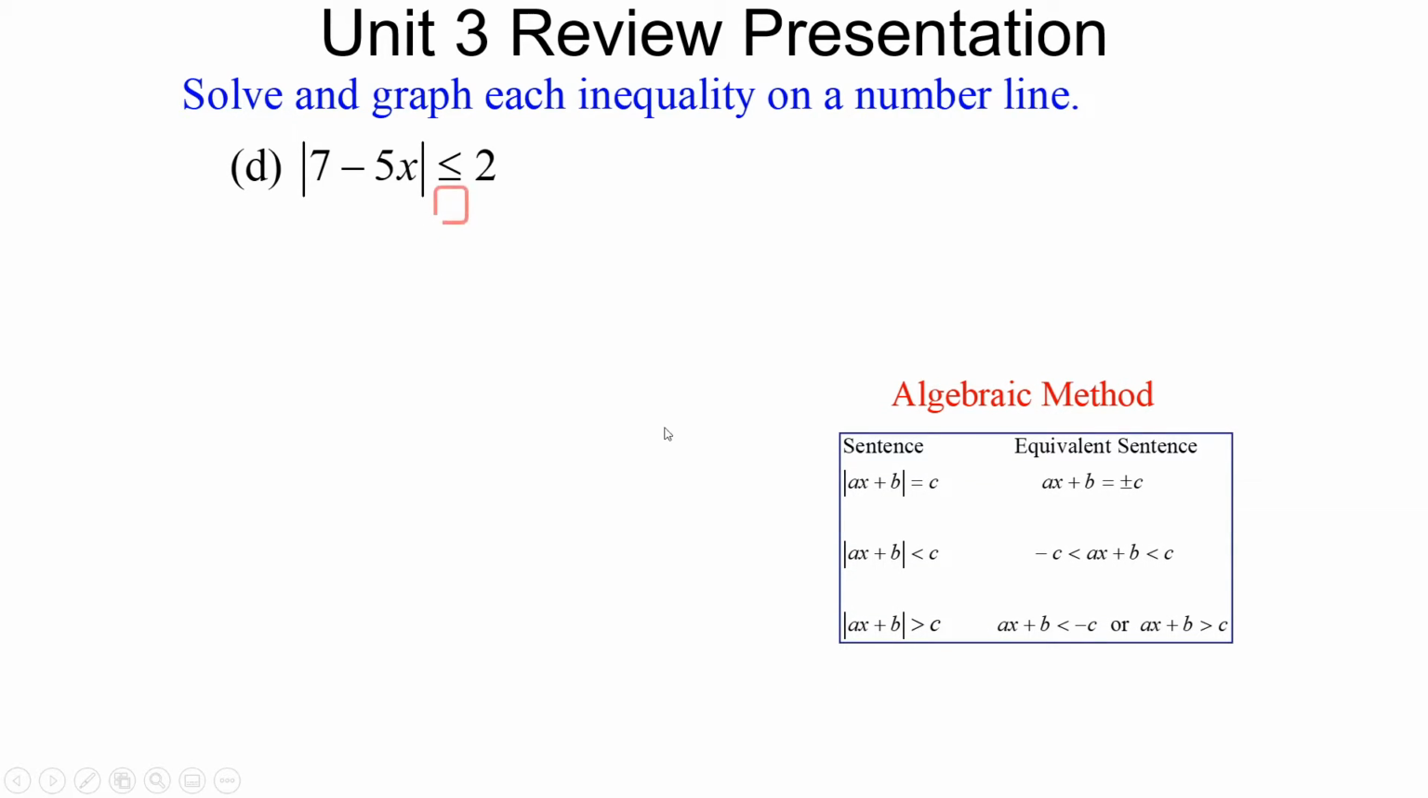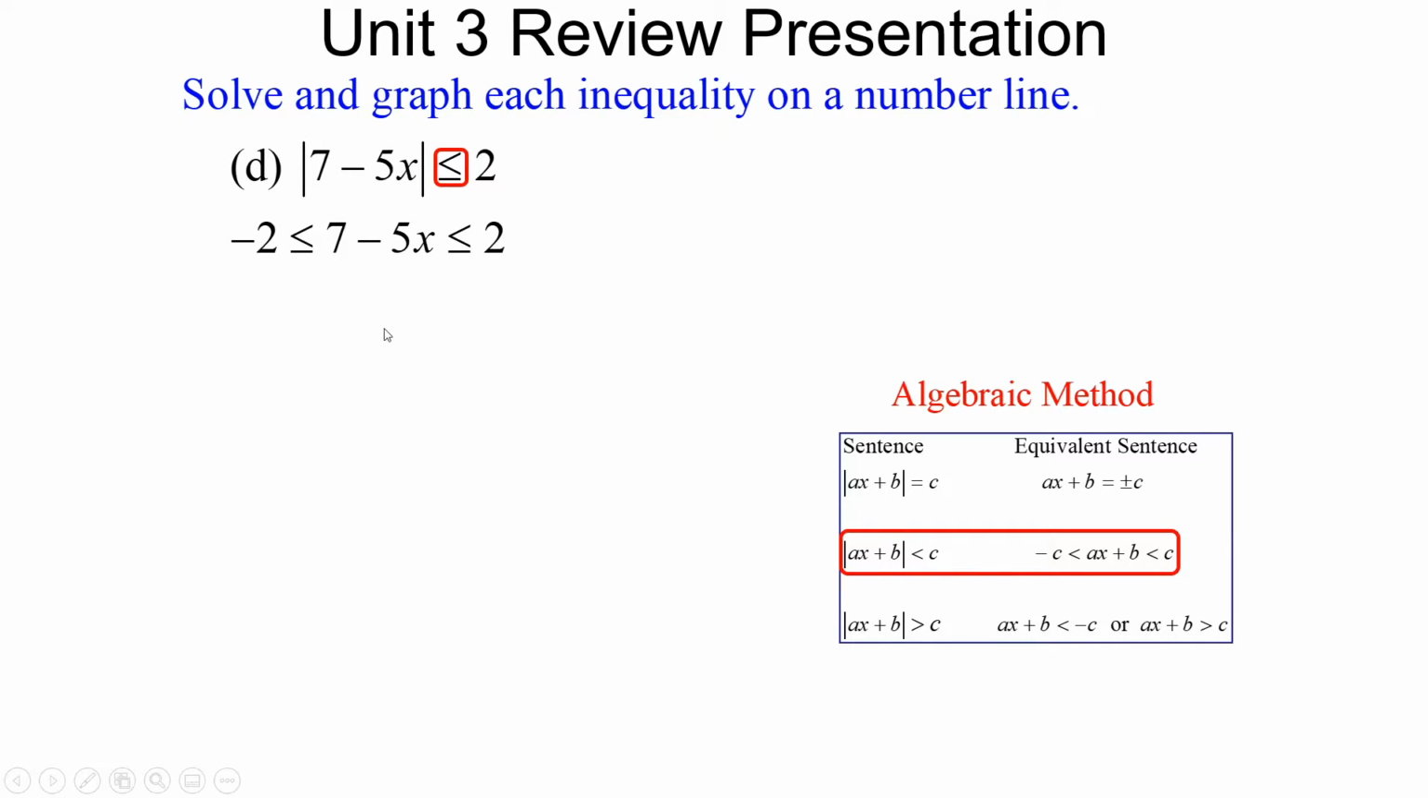Less than. Down here. Okay, so now opposite of c is less than ax plus b less than c. So let's think about that. My c is a 2, so the opposite of that c would be -2. What's inside the absolute value? 7 minus 5x is less than or equal to the 2, the c. Now, let's solve this double inequality.